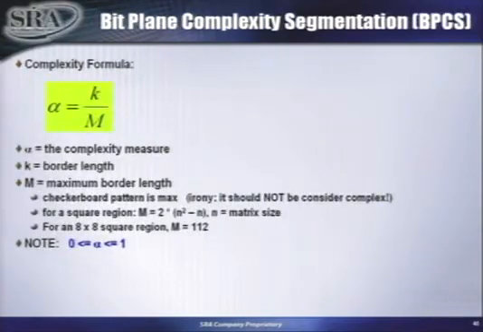So here's the formula, pretty simple. K is how many changes, M is the maximum, and you get a ratio. Experimentally, the authors determined that the threshold to say that, yes, this is complex would be about 0.3. If it was less than that, then it wasn't complex enough, and if it was greater than that, then it was complex. Got to keep it less than 0.5. We'll see why shortly.